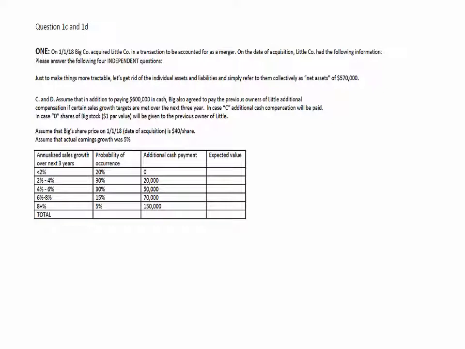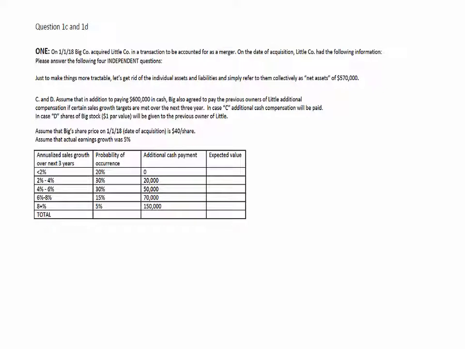Let's go ahead and start with the case of the cash consideration. So basically what we have is some subjective probabilities that we've estimated that these various earnings targets will be met. For example, we think there's a 20% chance that sales growth will be less than 2%, and if that's the case, there will be a 0 additional cash payment. We think there's a 30% chance that sales growth will be between 2 and 4%, and if that's the case, there will be a $20,000 additional cash payment, and so on down the line.